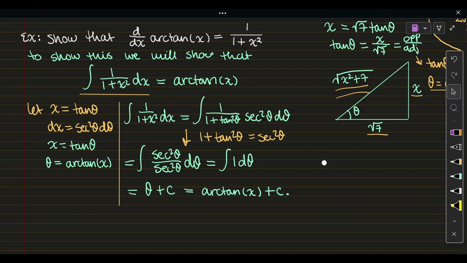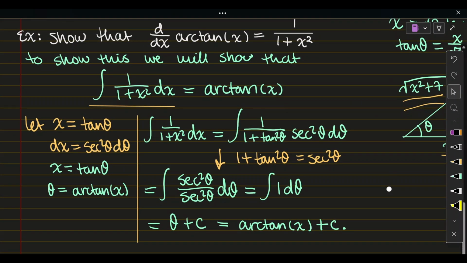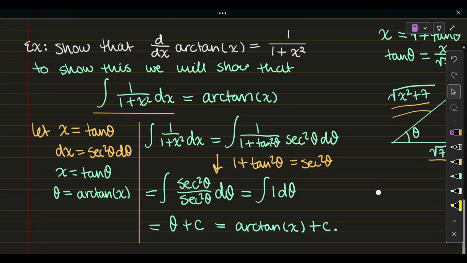And minus some technical details, this would suffice to show that the derivative of arctan of x is 1 over 1 plus x squared. And that kind of wraps up everything that I wanted to say about this topic.